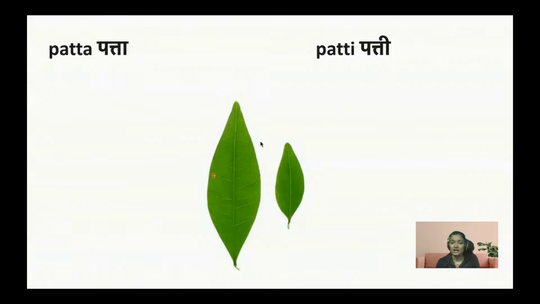So I am talking about this leaf. I'm talking about patta here. I'll naturally go with hara because that is the masculine form. Hara patta, ye hara patta hai. And if I'm talking about this leaf here, this patti here, then I'll say ye hari patti hai. I can't say ye hara patti hai. It'll sound wrong, and it's grammatically wrong.